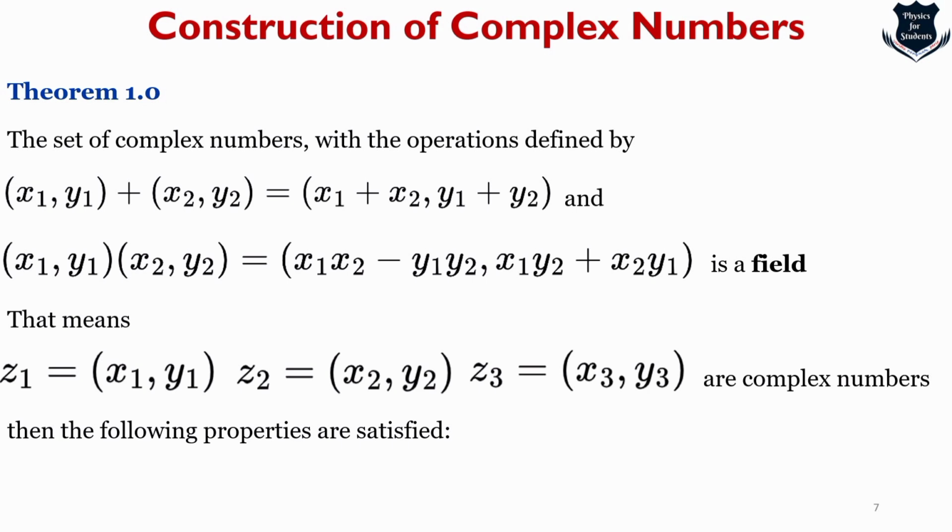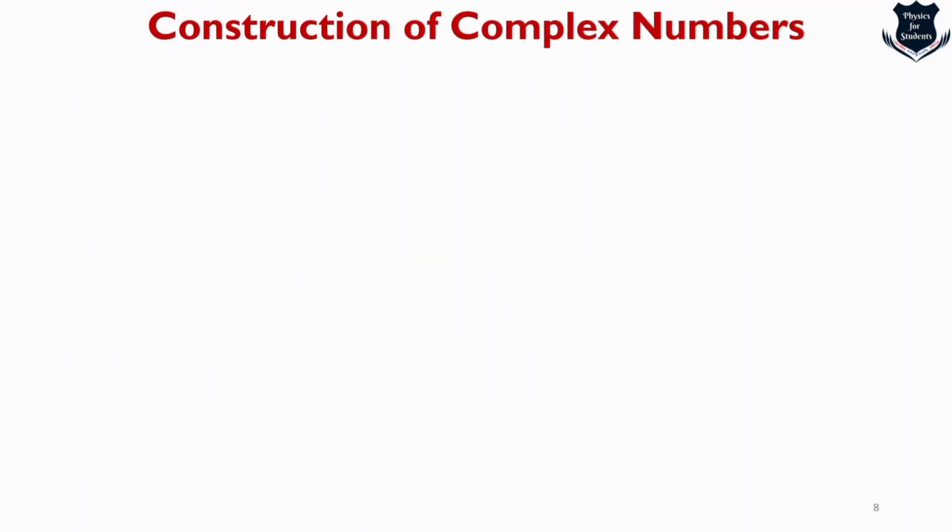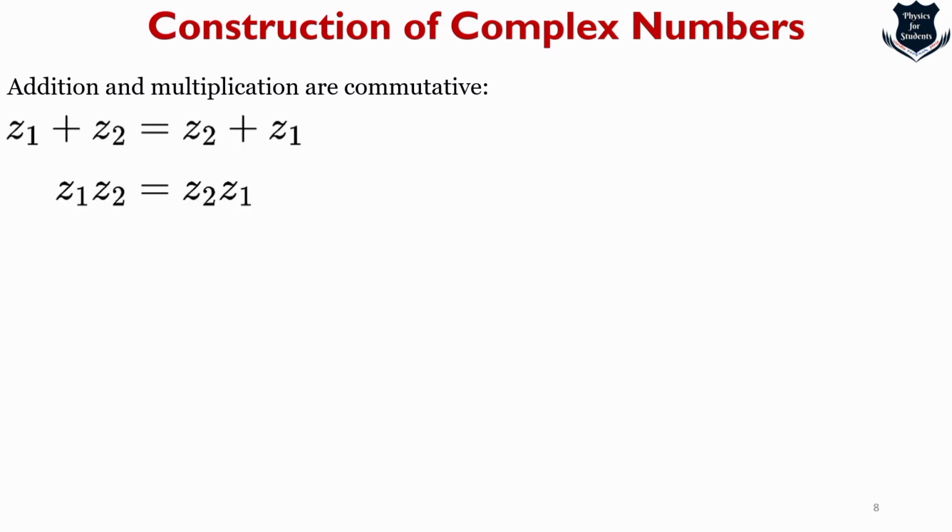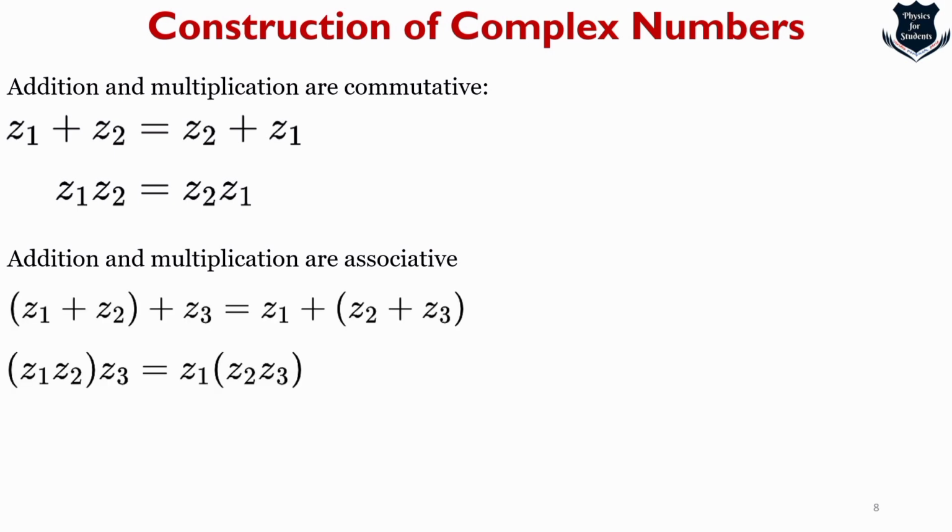So the set of complex numbers with the operations, as I told, the first and the second, is called a field, and it satisfies a few properties. These properties are more or less similar, so I will just glance through them. Addition and multiplication are commutative, that means this one. Addition and multiplication are also associative, which means this one. So you can just go through this, it's simple.